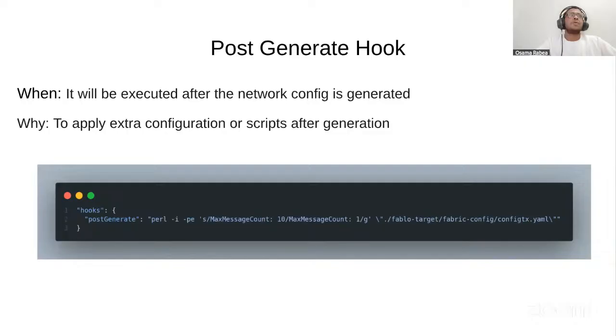Post generate hook. You can use the post generate hook to change files generated by Fablo. For instance, you can change the default max message count provided in the Fablo config file. Also, you can change the port in the generated Docker Compose file. Making this change might not be simple since you need to use terminal utilities, but it is possible with hooks. Hooks also allow you to keep custom changes for your own network configuration.